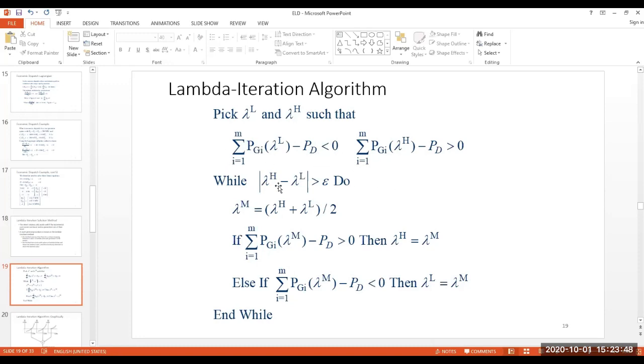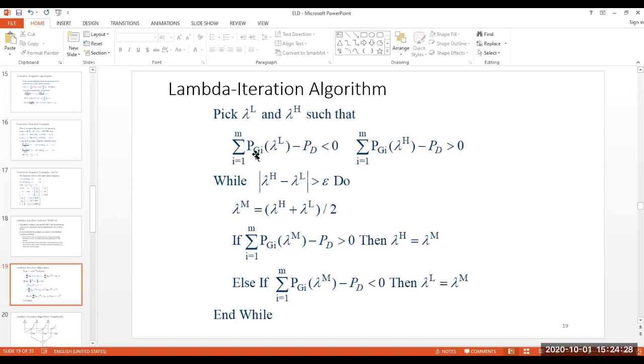Let's go through it. The first step is a little trivial one. You have to pick two values of lambda. One I'm denoting lambda L, another one is lambda H. By L I mean some lower value, H stands for some higher value. In what respect are they lower and higher? In this respect. As I said, we are going to minimize some error function. What is the error here? My target here is to reach or satisfy this demand with the help of my available generations.